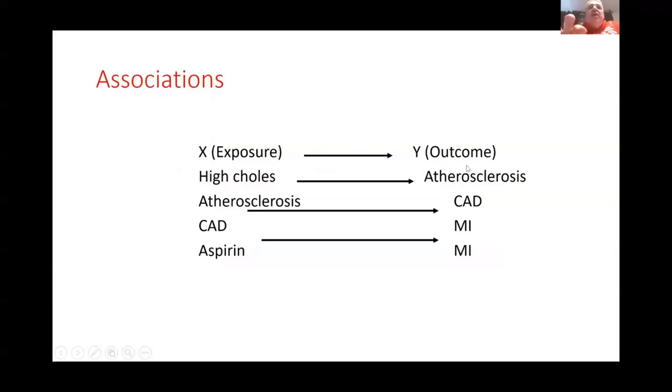Let's take an example. This is exposure and outcome. Exposure is high cholesterol, the outcome is atherosclerosis. Exposure is atherosclerosis, the outcome is coronary artery disease. Coronary artery disease, myocardial infarction, aspirin with myocardial infarction. So all this that you have here as examples are the exposure, and here the outcome.